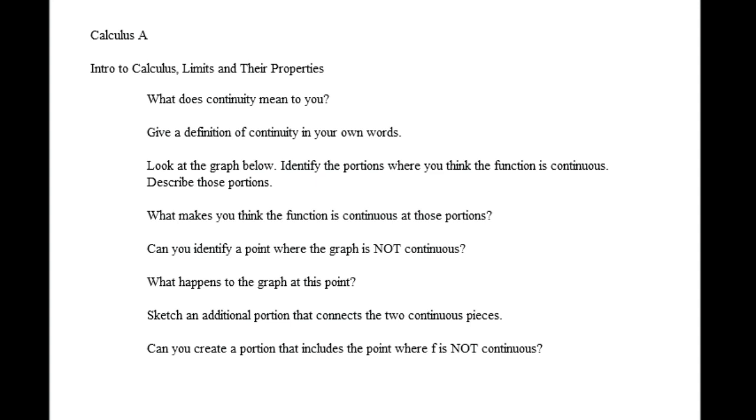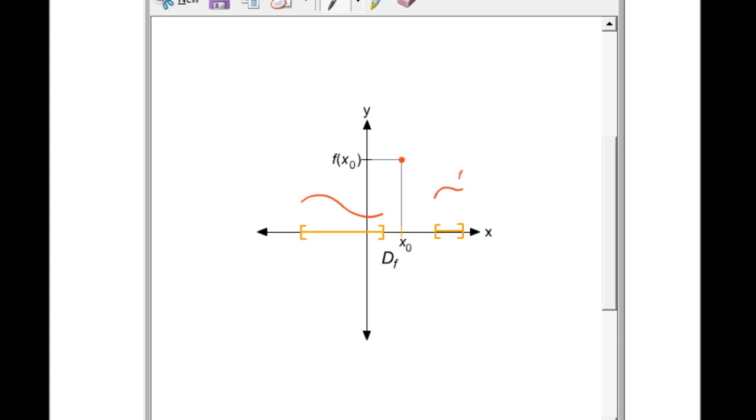Now, the graph below on the warm-up page, which is page 6 of lesson 1, is just taking a look at this part. So here, let me bring it over here. Okay, he's taking a look at this actual graph right here. And the question is asking: look at the graph below, identify the portions where you think the function is continuous and describe these portions.